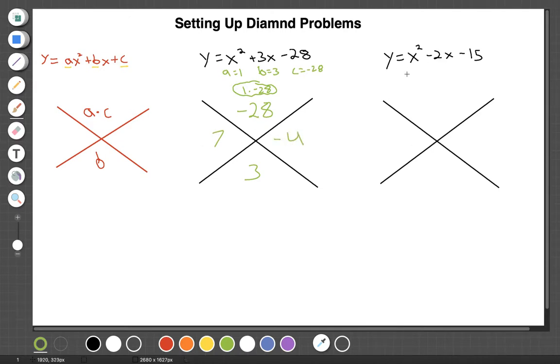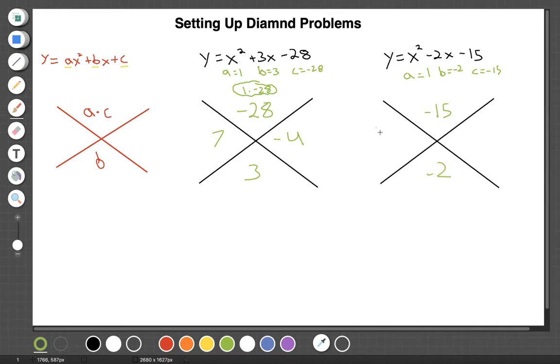Let's see if we can try this one more time. Go ahead and pause it and see if you can set up and solve this diamond problem. Great, so the first thing we want to do is identify our A, which is 1, our B is negative 2, and our C is negative 15. A times C goes in the top, so 1 times negative 15 is negative 15, and negative 2 goes in the bottom.